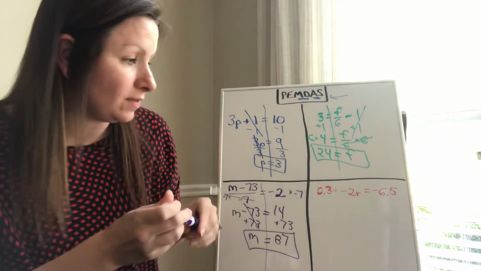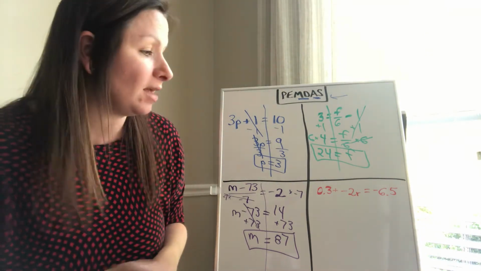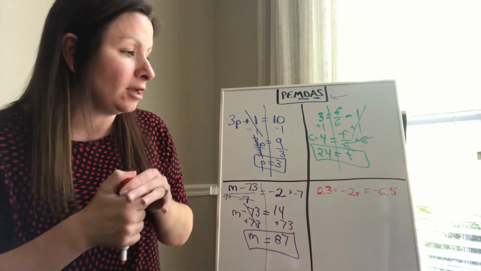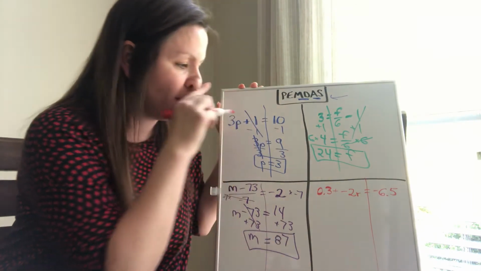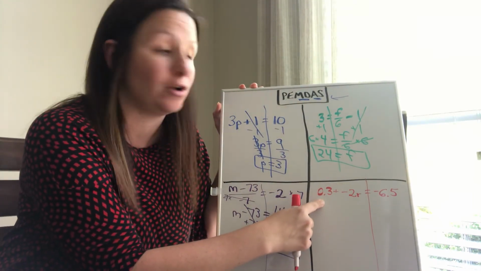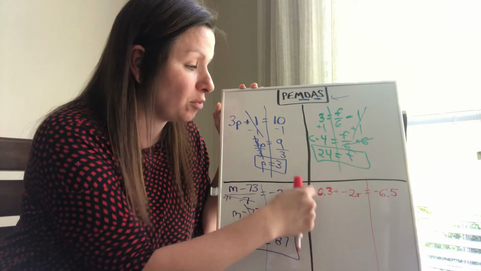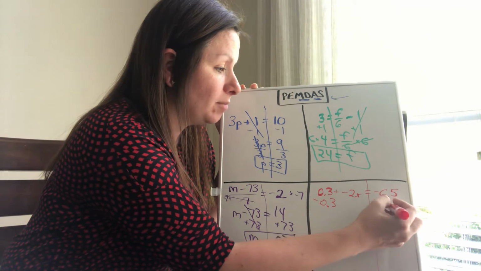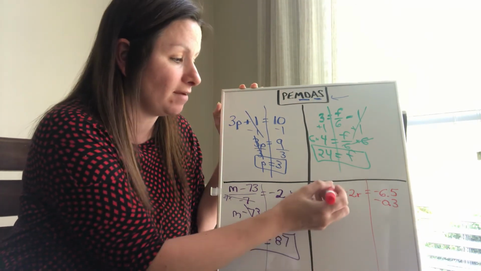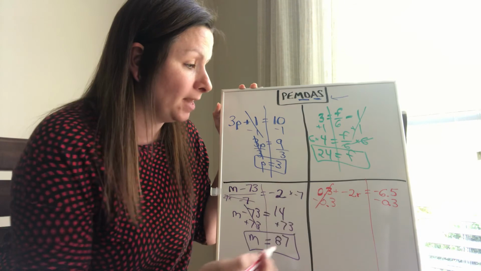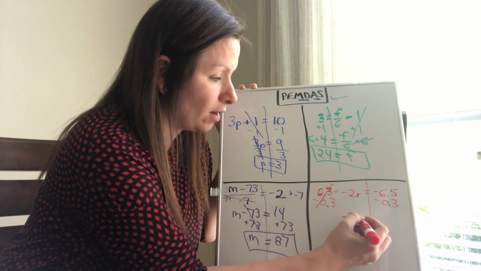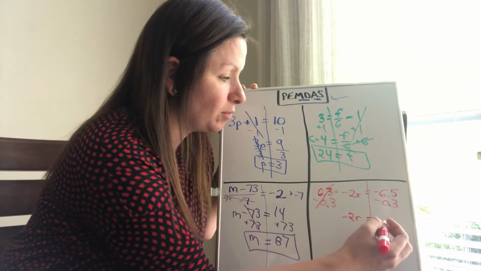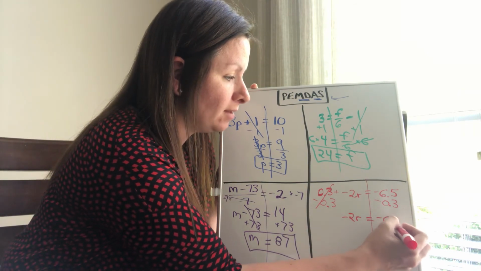Finally, for the last one, you still have two operations. This time you're adding a negative 2r to positive 0.3. So let's start by getting rid of this other term that doesn't have the variable in it. So since this is a positive 0.3, I need to subtract that value from both sides because positive plus a negative of the same value equals 0. So now I have just the negative 2r on the left side, and that's going to give me negative 6.8 on the right side.